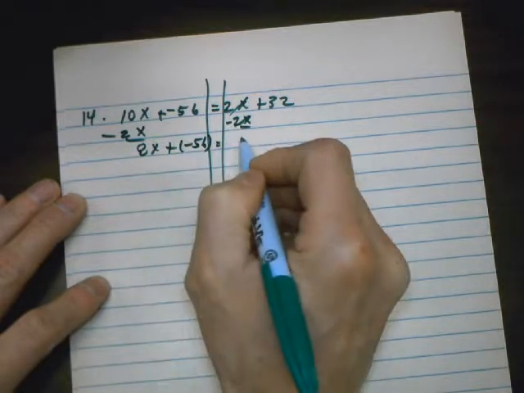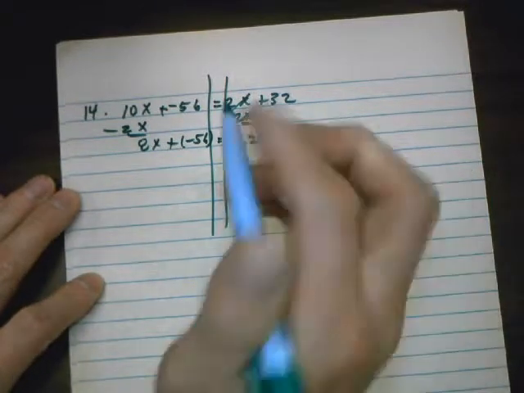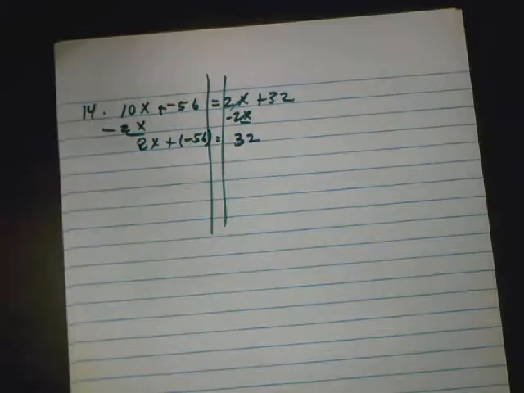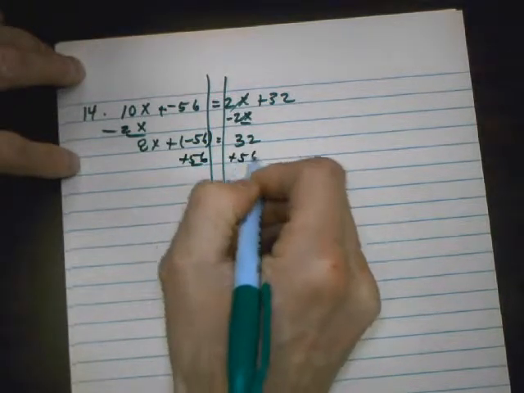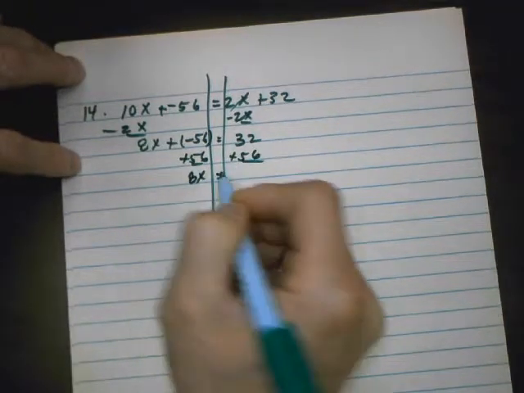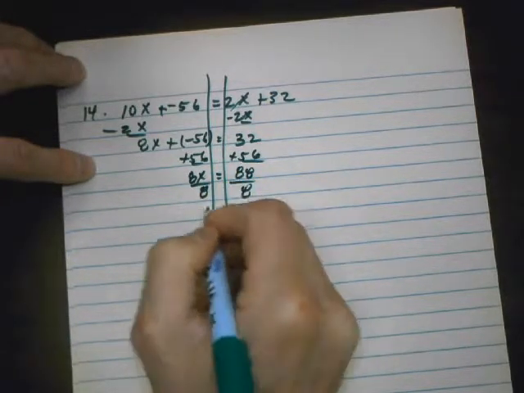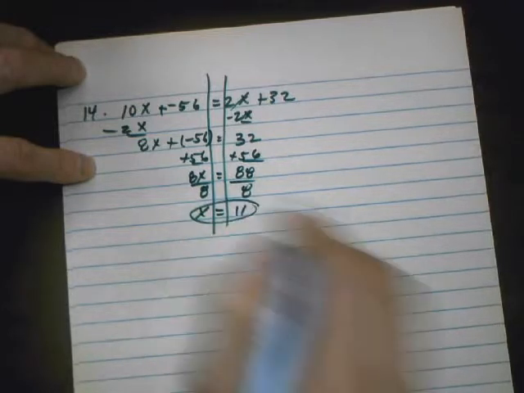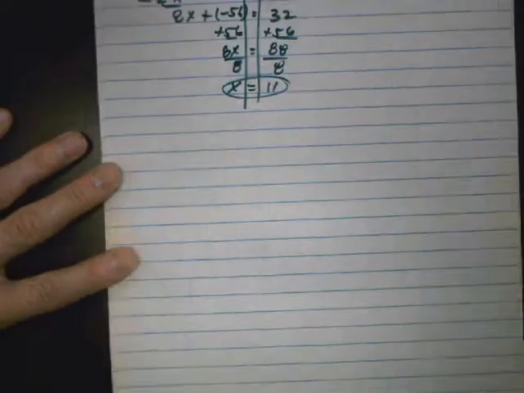So I did that first. I didn't do the 56 or the 32 first. I had to get my letters together first. Now I can isolate this variable. I'm going to work farthest away from the variable first. Do inverse operations. 8 times some number is going to equal 88. Divide by 8. And 88 divided by 8 is 11. So the answer, our solution is 11. Number 15.